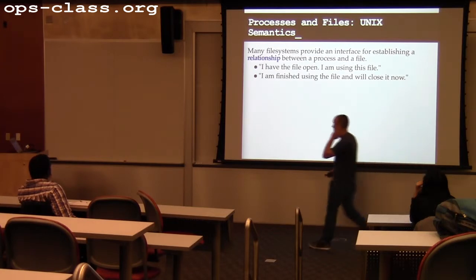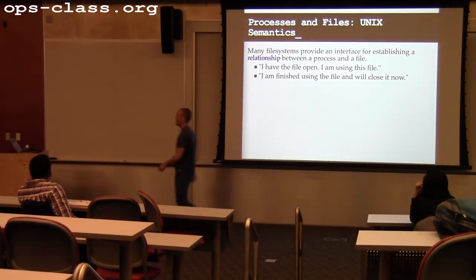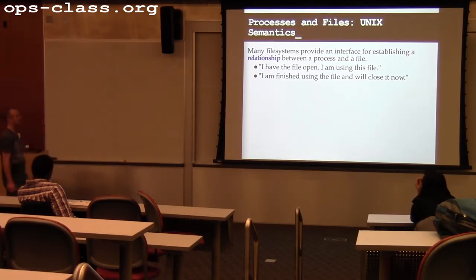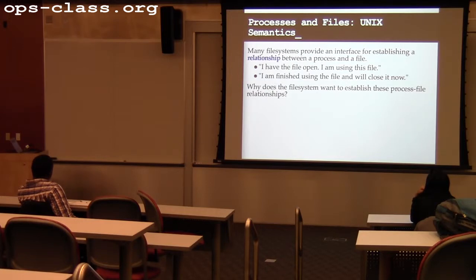So we talked about the fact that a lot of file systems have file system calls like open and close that are used to establish a relationship between a process and a file, right? What are some of the things I can do by forcing processes to use open and close and declare their intentions with respect to a particular file? You can give hints about what a process is going to do.